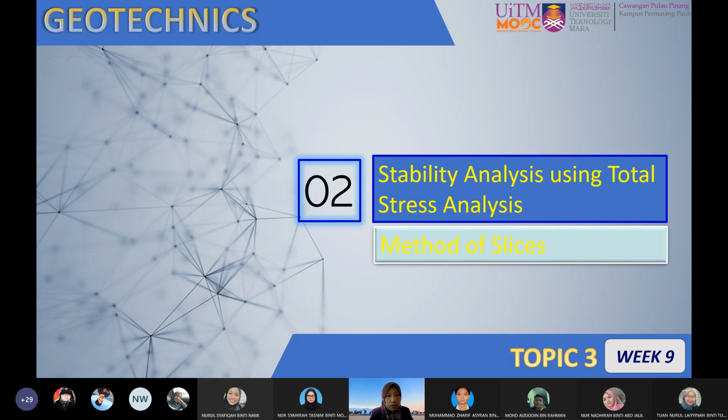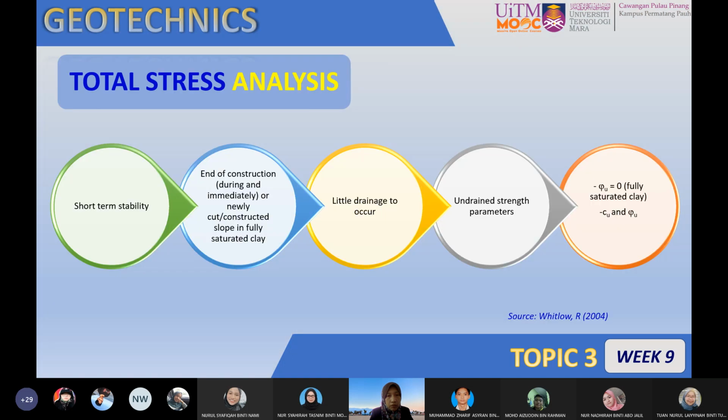Okay, next we move to the stability analysis using total stress analysis by method of slices. So these are the features categorized under total stress analysis. It is also known as short-term stability, which is the end of construction, during and immediately after construction, or a newly cut or constructed slope in a fully saturated clay, with little drainage occurring. Undrained shear strength parameters need to be used, where Phi-U is 0 for fully saturated clay, and otherwise you have the undrained C and also the undrained Phi.